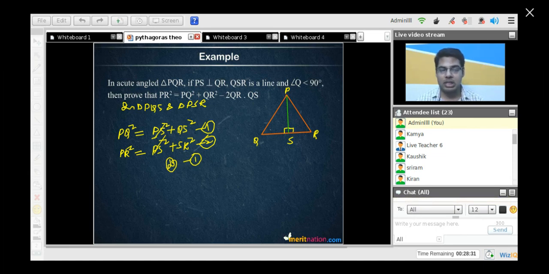Now I would simply have PR square minus PQ square equals RS square minus QS square. This will be the equation. From this, try to get out this. Yes, friend, now it is.